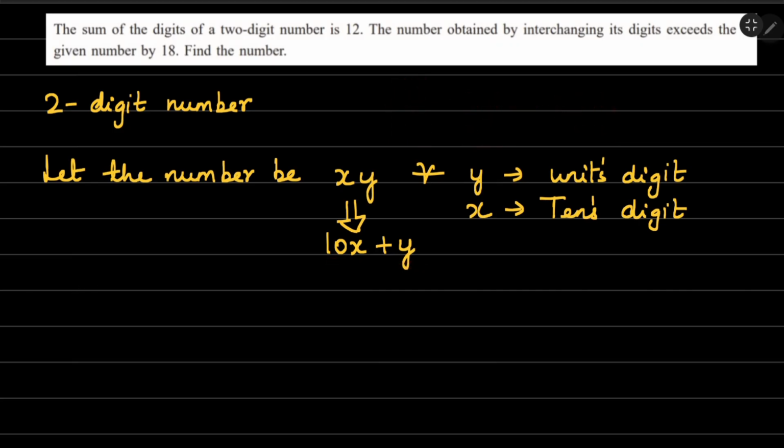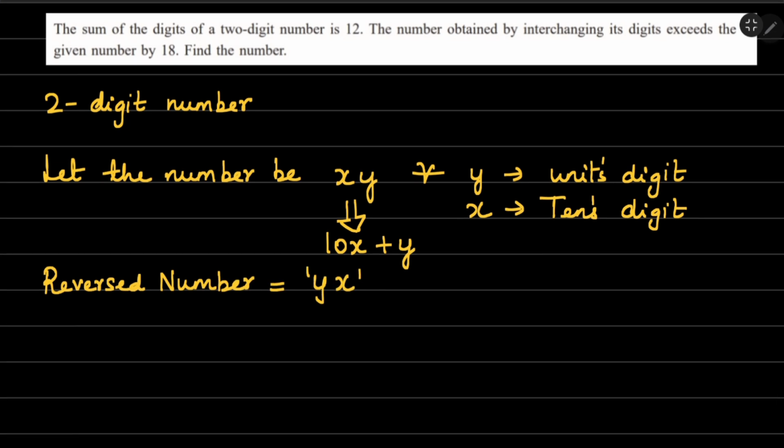When you are interchanging the digits, when you are reversing the digits, let us write the reversed number. The reversed number will be yx. How can you expand this? It will be 10y plus x. This will be our reversed number. These are certain things which you should write and keep much before you start.